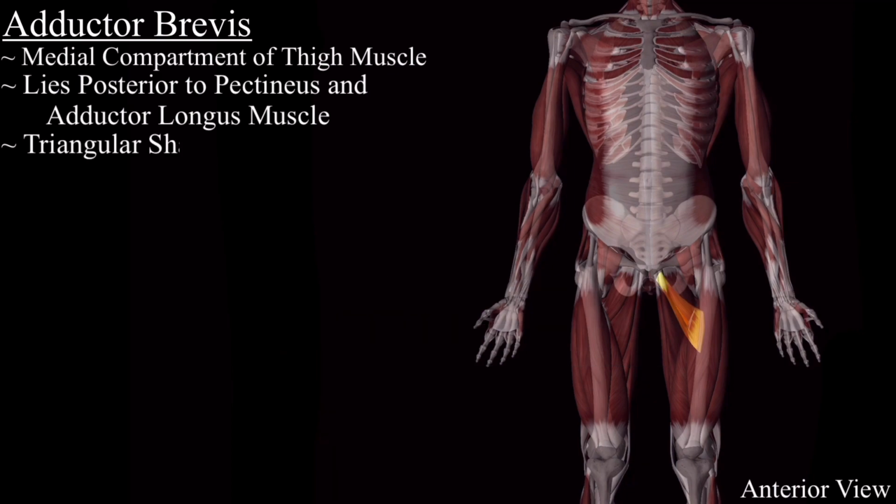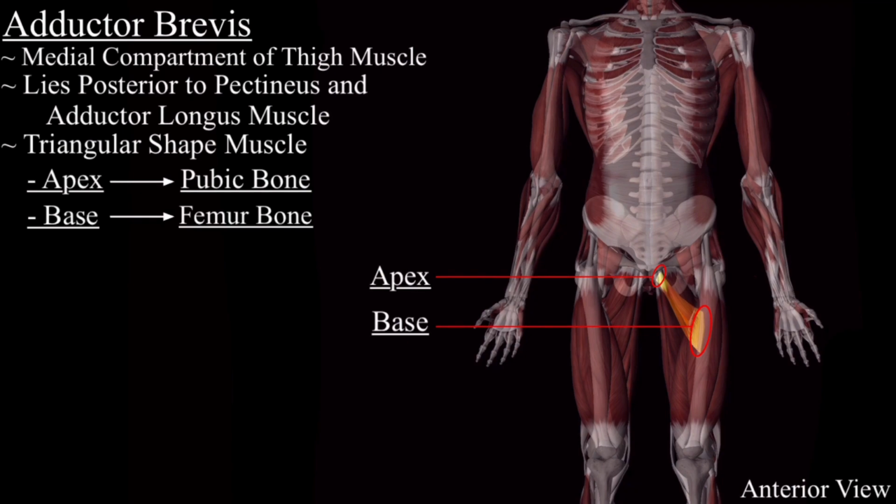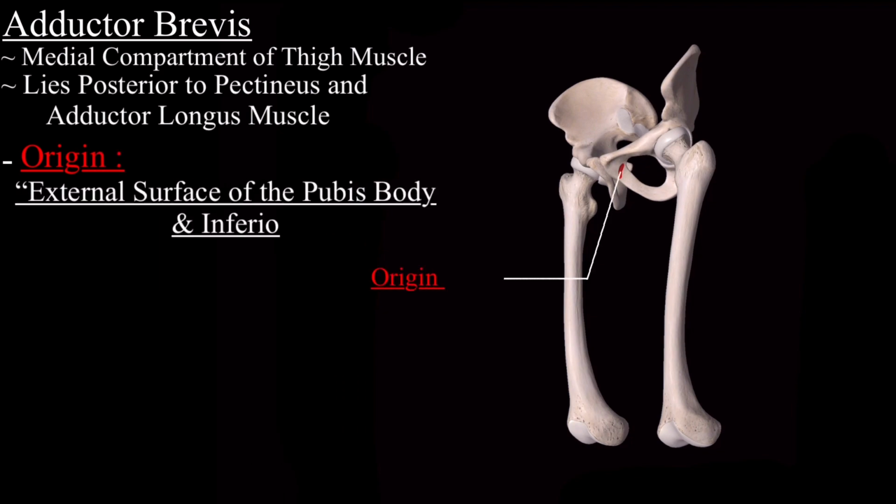It is a triangular shaped muscle. The apex of it is attached to the pubic bone and the base is attached to the femur bone. It originates from the external surface of the body of the pubis and the inferior pubic ramus.